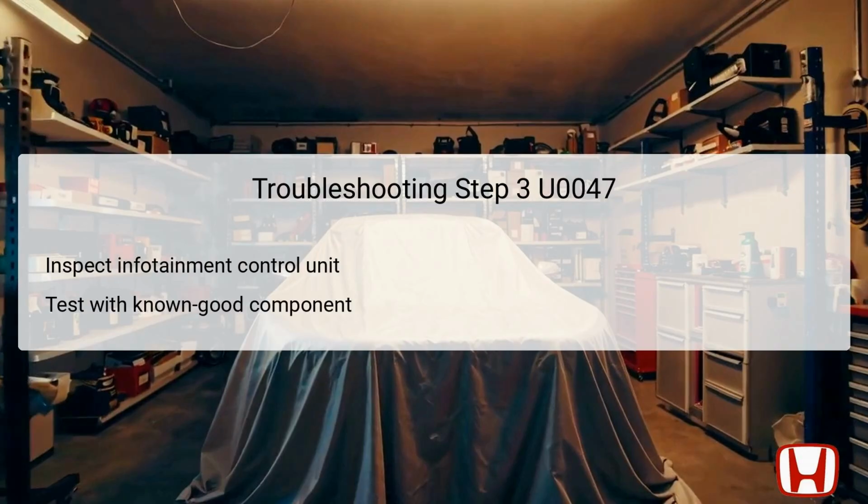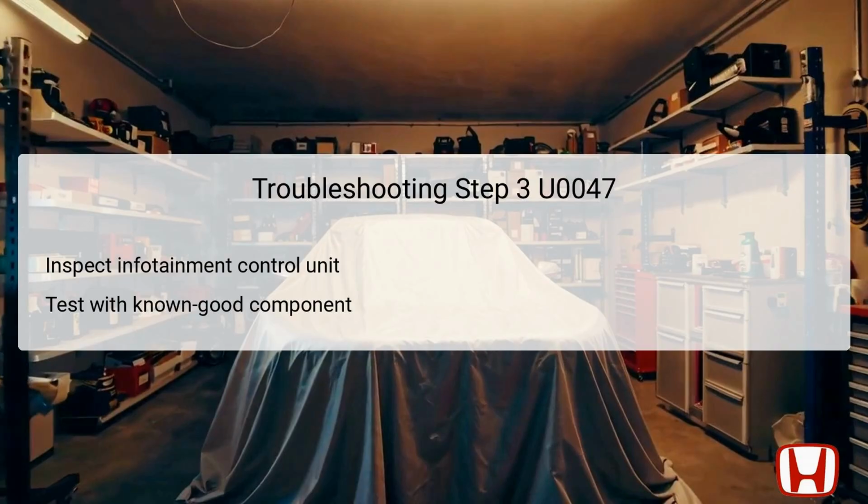The third step in diagnosing DTC U0047 includes inspecting the infotainment control unit itself. Given there's no direct way to test this component, it's recommended to replace it temporarily with a known good component. This allows technicians to see if the original symptoms reappear, which would indicate the presence of additional component faults elsewhere, rather than solely an issue with the infotainment unit.